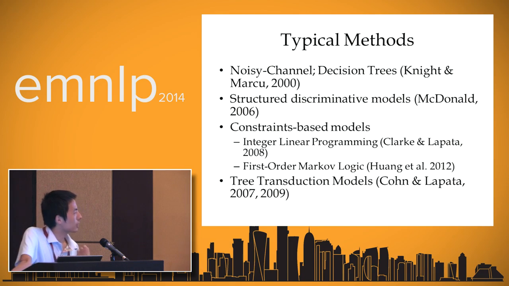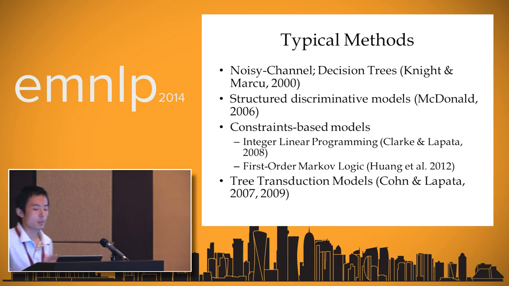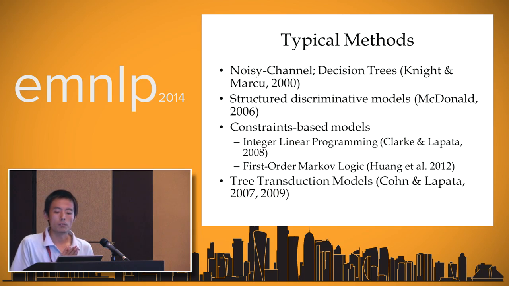And later in 2008, constraint-based models played an important role in the task, and the ILP-based method and the first-order Markov logic method in Huang also played an important role. Because in ILP, some global constraints can be added to get a globally optimized result. And it was not until recent years that tree transduction models played an important role in this task, and Cohn and Lapata proposed two methods for the tree transduction model-based sentence compression.